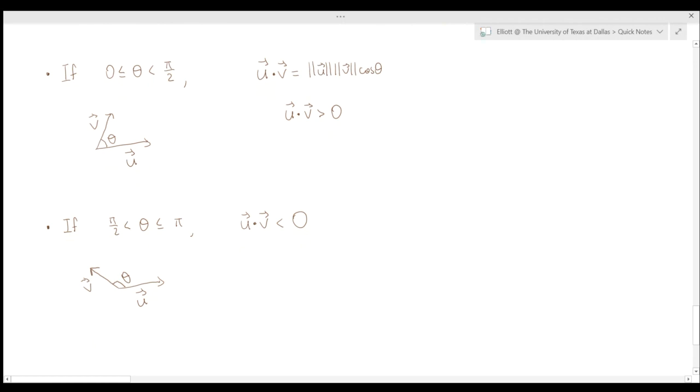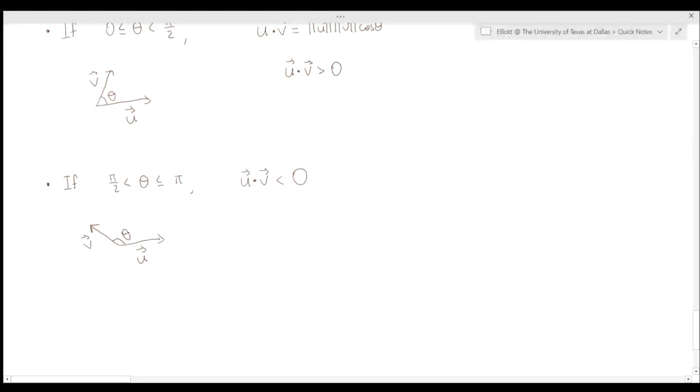Therefore, the sign of the dot product, whether it's positive or negative, gives you some sense regarding the orientation of your two vectors, whether they are closer to pointing in the same direction or closer to pointing in opposite directions. So that's what the sign of the dot product can tell you.